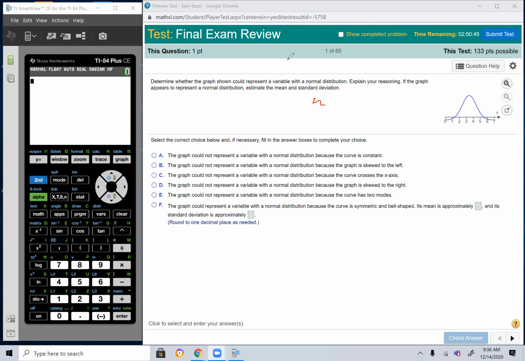And this question, the first question we did before, is not a normal curve because the curve crosses the x-axis. A normal curve does not cross the x-axis. It barely just touches the x-axis. So you choose that this is not a normal curve because it crosses the x-axis. Okay.